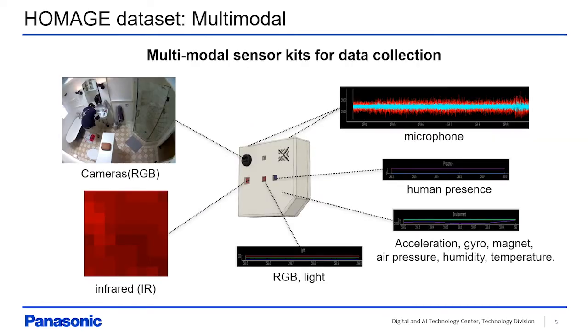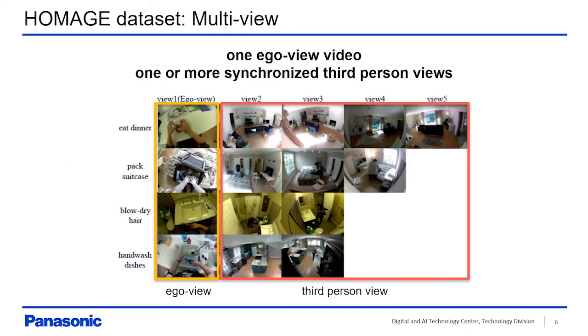We will use a multimodal sensor kit for data collection. This multimodal sensor includes 12 sensor types, for example, cameras, thermal sensor, and microphone, and so on. In Home Action Genome, we recorded 27 participants in kitchen, bathroom, bedroom, living room and laundry room in two different houses. Each sequence had one egocentric view video as well as at least one or more synchronized side-by-side views.